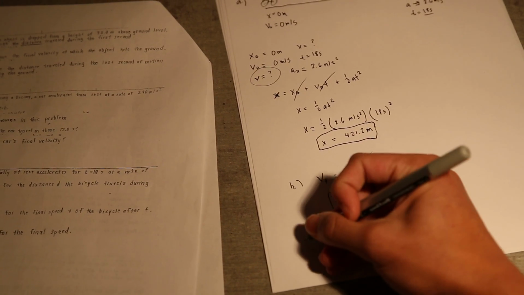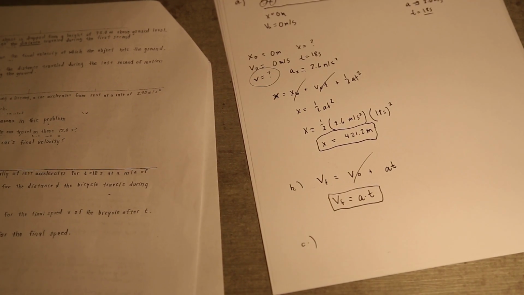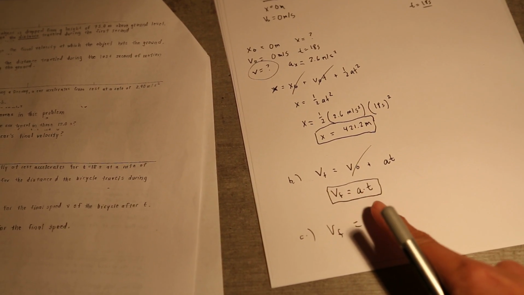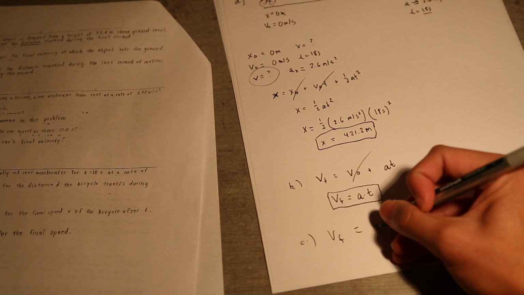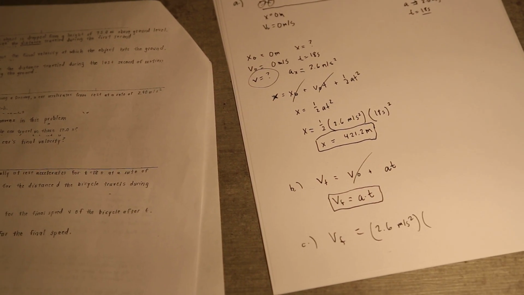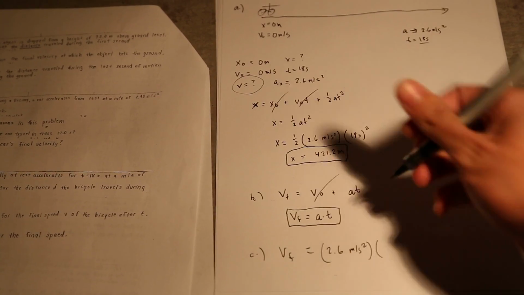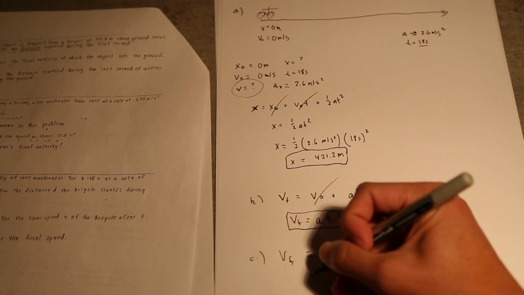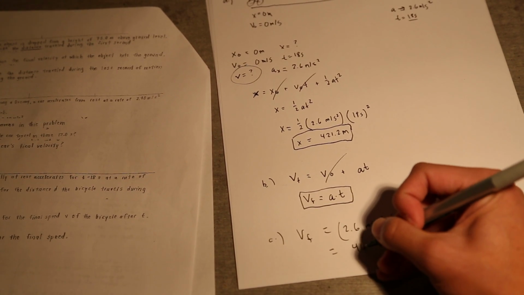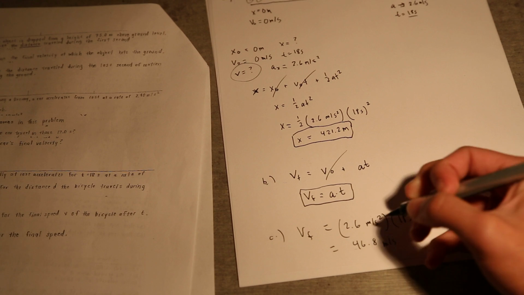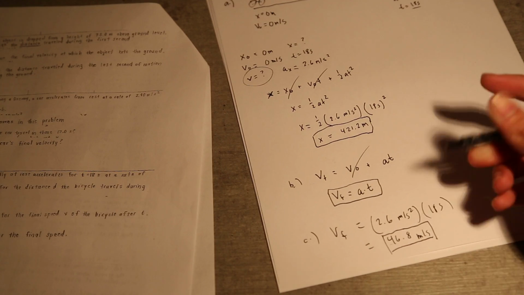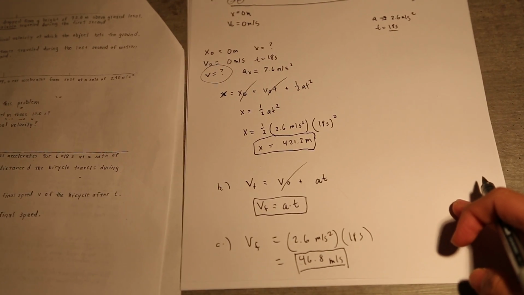Alright, part C. Part C is asking you to plug stuff in to find the final speed, so that's pretty simple. V final equals acceleration. You already know your acceleration because the problem gave it to you: 2.6 meters per second squared times t. They also gave you t, once again, 18 seconds. If you plug everything in and put it into your calculator, you should get v final equals 46.8 meters per second. And that, folks, is the final velocity. Fairly simple problem.